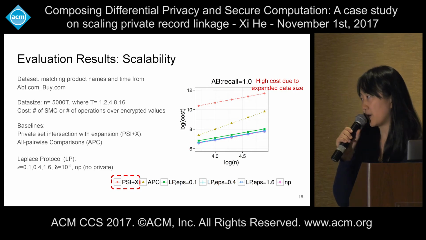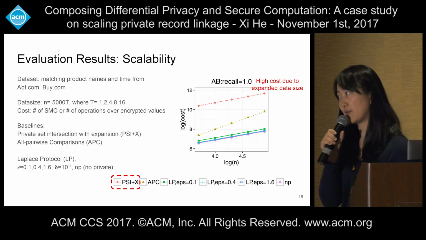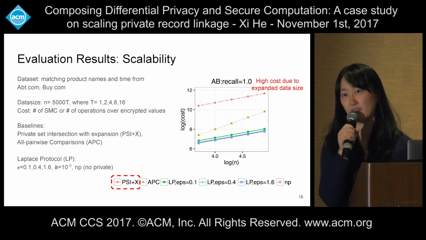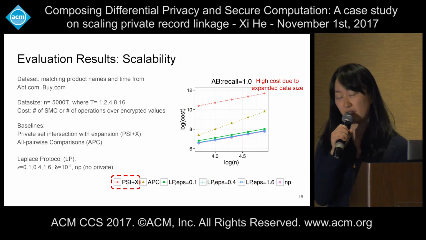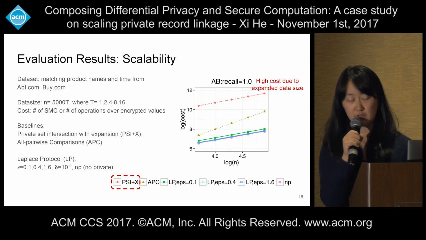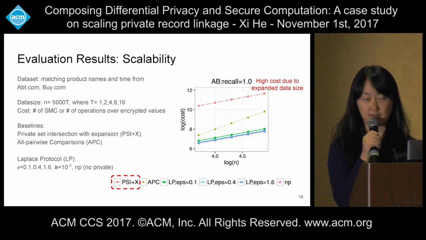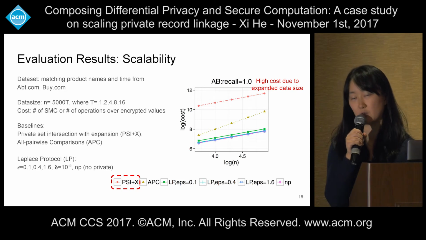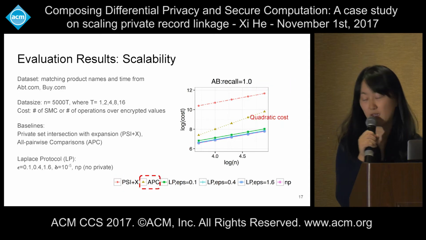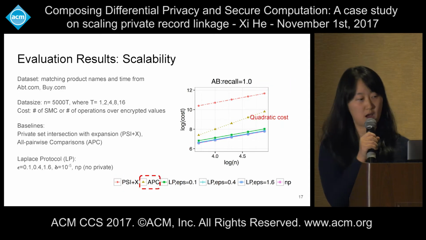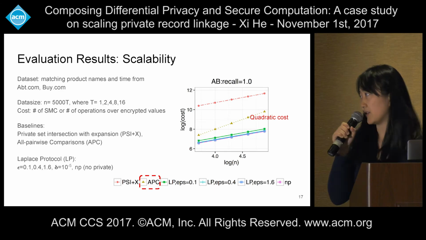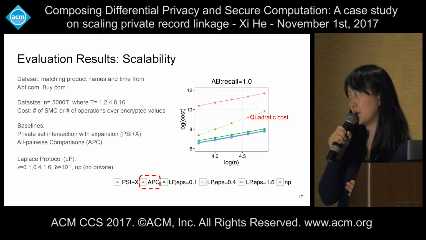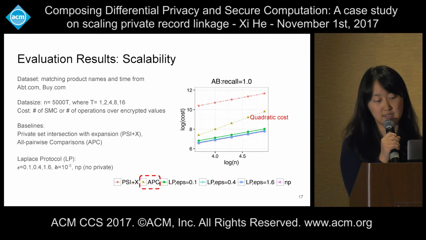And we can see that the first baseline, PSI plus X, by expanding one of the data sets, can incur high costs because of the matching function and the dimensionality of the data sets. The expanded data size can be really large. So this causes the high cost. Even though the private set intersection method itself is efficient, you can see that the gradient of this approach is still close to linear. And for the second baseline, all pairwise comparisons, this approach also incurs high cost. And most importantly, the gradient of this line is 2. So it represents quadratic cost.